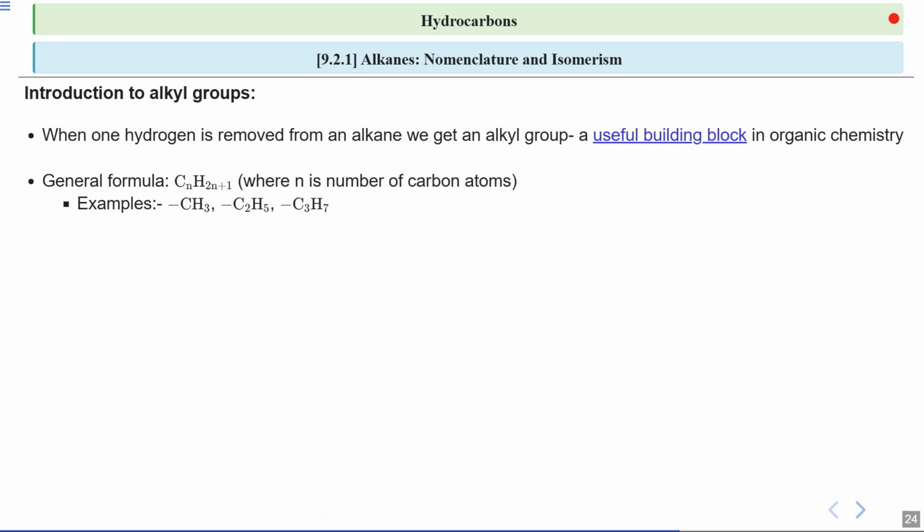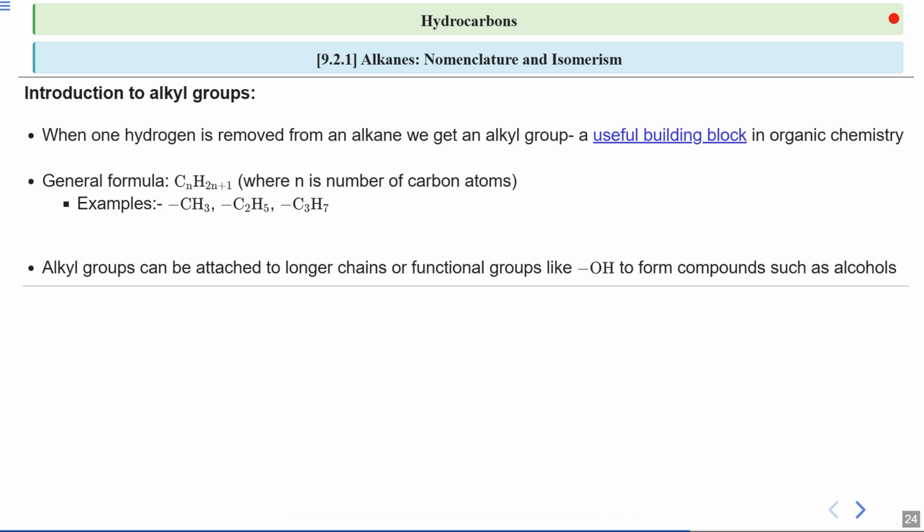Example, we can have CH3, C2H5, C3H7. These examples show how the general formula applies to specific alkyl groups with different numbers of carbon atoms. Finally, we see that alkyl groups can be attached to longer carbon chains or functional groups like OH. These attachments can form compounds such as alcohols, which are common in our everyday life.